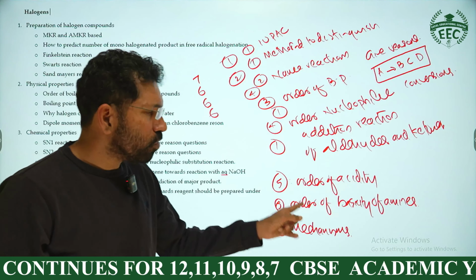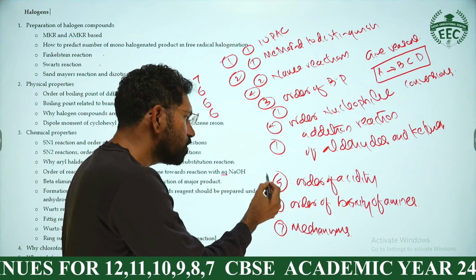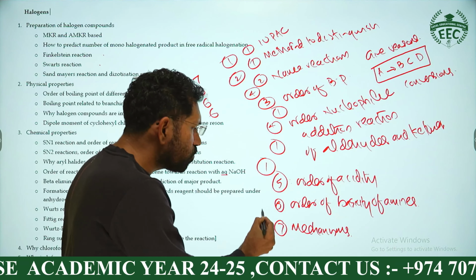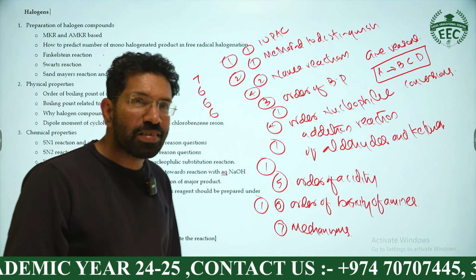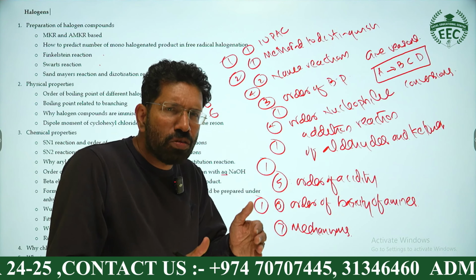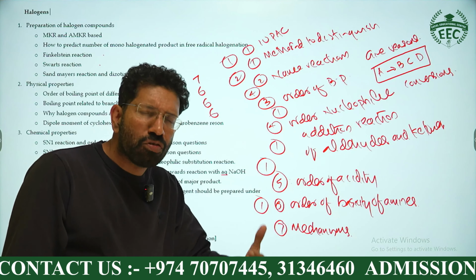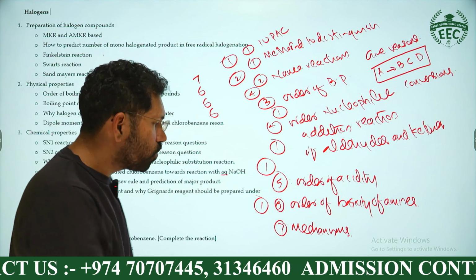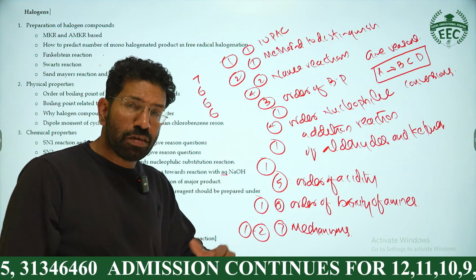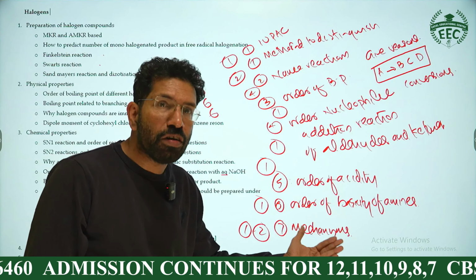Then order of acidity. Yes, 100% students, order of acidity, Ka value, pKa value, how it is related to acidity. You will get 1 mark sure. Order of basic nature, 1 question will come sure. Mechanisms, nowadays they are mostly not asking you to write mechanisms, but sometimes objective questions can come from mechanisms. You can expect 1 to 2 marks. If it is objective, it can come for 1 mark. Sometimes if mechanisms come directly, it will be for 2 marks.